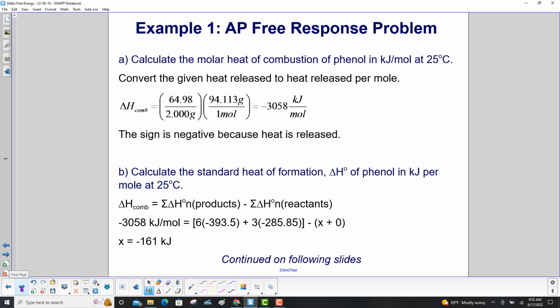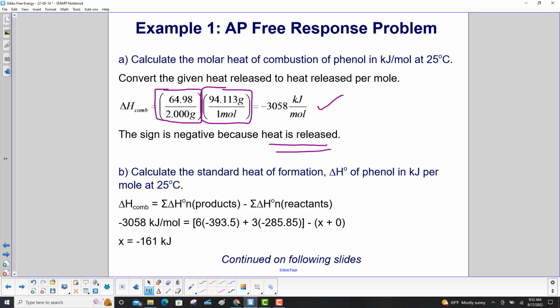To calculate the molar heat of combustion, we need to convert the given heat release to the heat released per mole. So over here, this is what we were given, 64.98 kilojoules, and we had 2 grams. We have to convert grams to moles, so we go to the periodic table, and we find the molar mass of phenol, multiply them, and we get a negative 3,058 kilojoules per mole. We put the negative sign in there because heat is released.